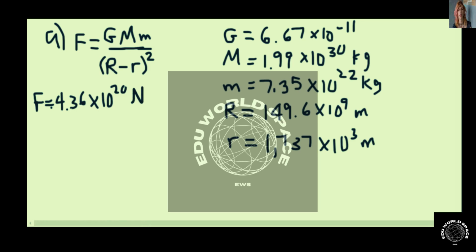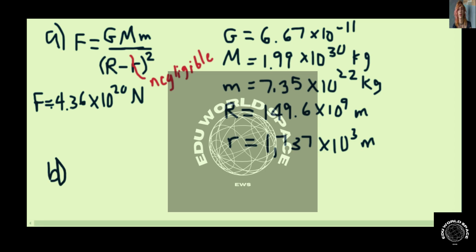I'm just going to take away the radius little r and see if that really makes any difference. If you take little r away, it gives you 4.36 also. So little r is really negligible. It is very, very small compared to big R. And that's interesting to note.